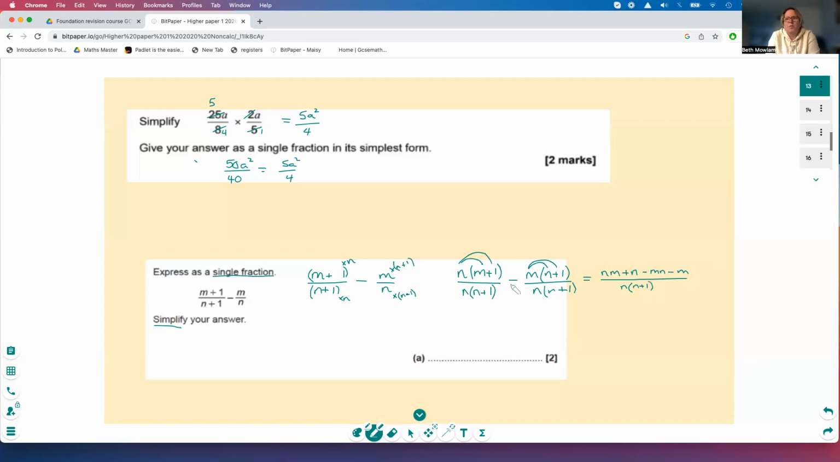It's not looking very simple at the moment, but remember, mn is the same as nm because you're just multiplying. So that one and that one will cancel because one is positive, one is negative. So we'd be left with n, take away m, over n plus 1. Remember, no point expanding out the bottom line because if you ever want to simplify, you need it in factorized form. So that is the simplest form for that one.